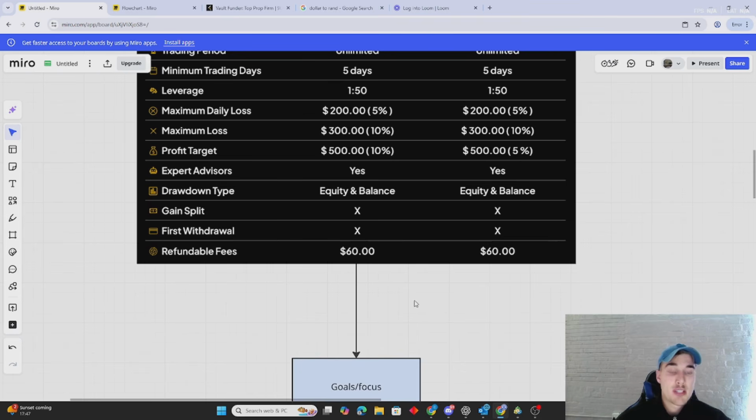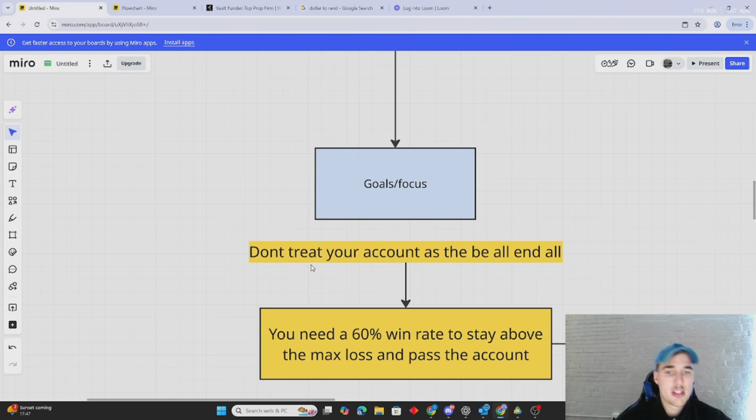Now, the goals you should be focusing on, and I said this in the beginning of the video, is do not treat all your accounts as your be all end all. Why do I say this? Because you're not always going to pass an account. Most professional traders fail a lot more accounts than they pass, but when they do pass an account and they get a 3% payout, it covers for all 3.